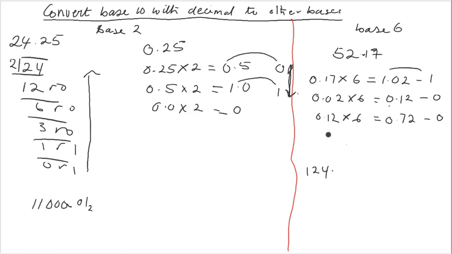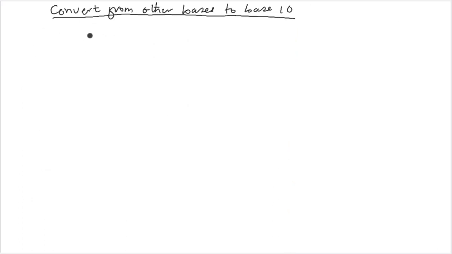Then again, if you multiply 0.72 times 6, we'll get 4.32. The whole number part is 4. Then take it again, 0.32 by 6, 1.92. Then the whole number part is 1, and then it goes on and on. So when you get like 3 decimal places, you can just end it there. So this one we are writing from the top to the bottom. So it will be 124.0041 base 6.